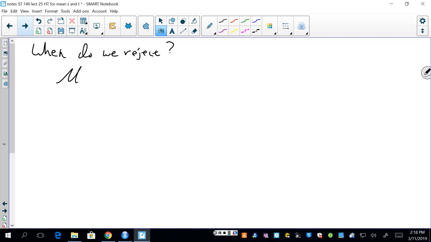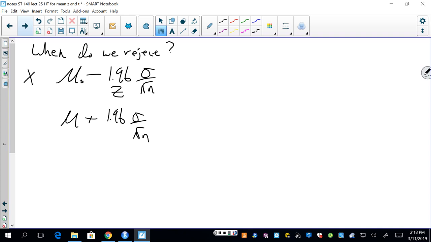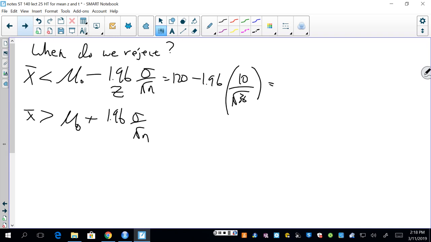μ0 minus 1.96 (our z value) times sigma over the square root of n, or μ0 plus 1.96 sigma over the square root of n. We reject if x bar is less than the lower limit or bigger than the upper one. So we have 120 minus 1.96 times sigma, which is 10, over the square root of 36. This ends up being 116.73.